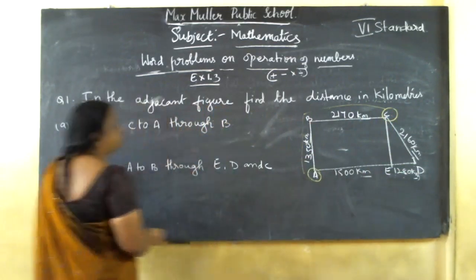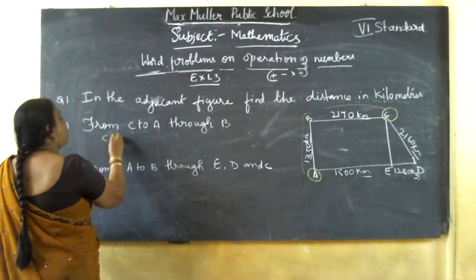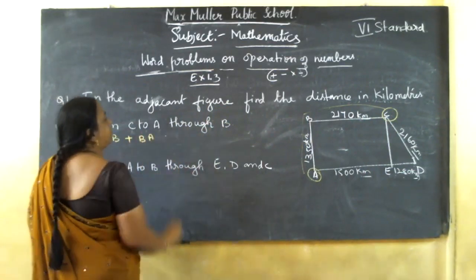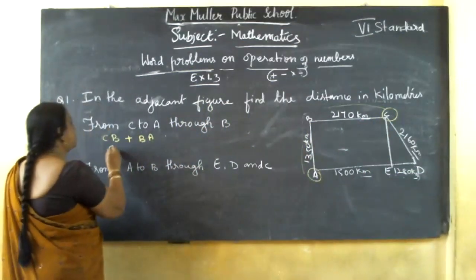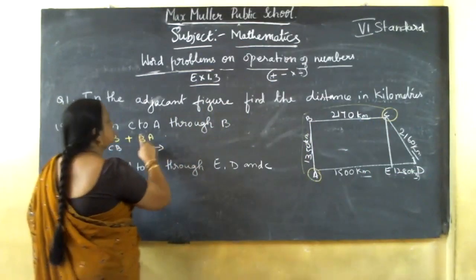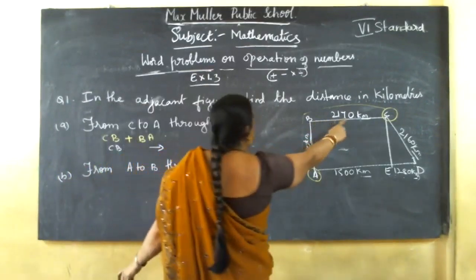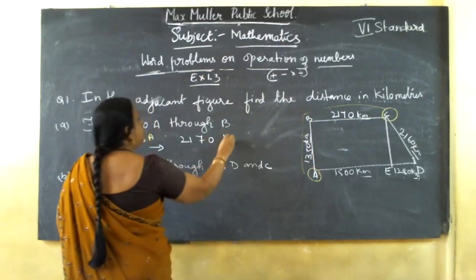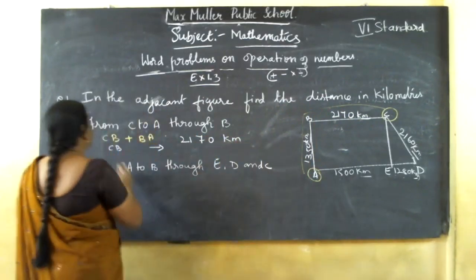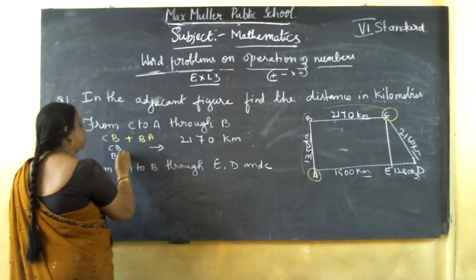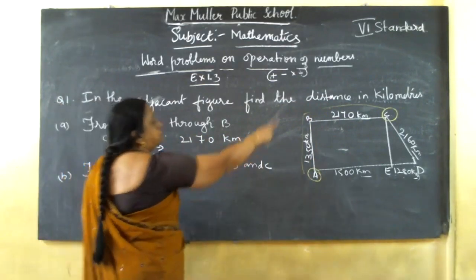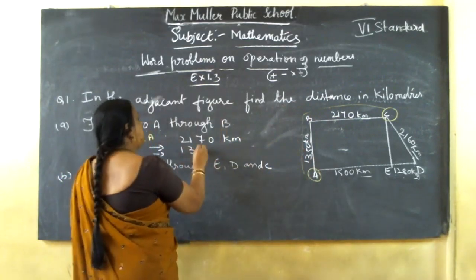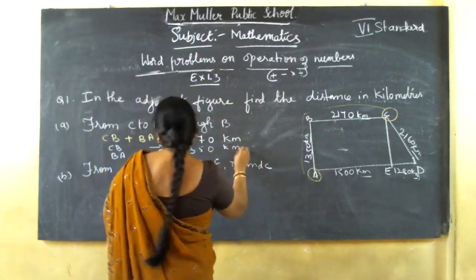So how to do this? First you should go C to B, how many kilometer, plus B to A how much, then you will get the answer. So first C to B how much? C to B is how much kilometer? 2170 kilometer. It's given in the question itself. Then B to A is how much? B to A 1350 kilometer.